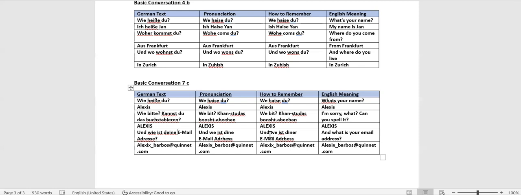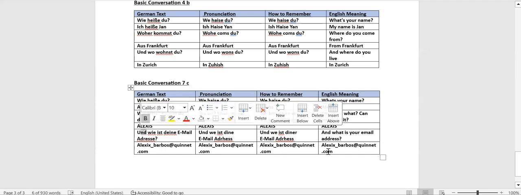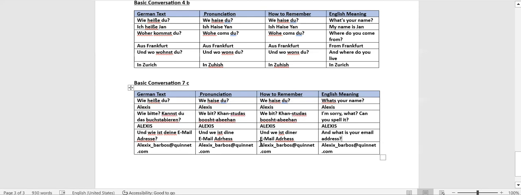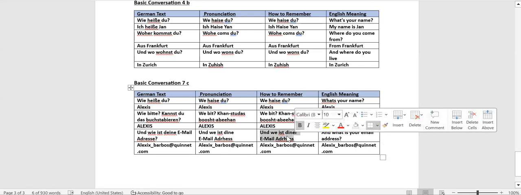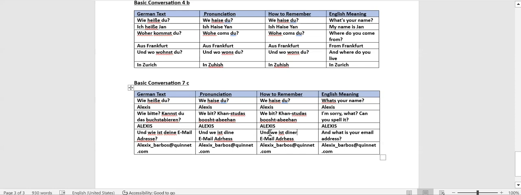Und wie ist deine E-Mail-Adresse? So what are they asking here? It means, and what is your email address? Und, as I mentioned, und is and. And what is your email address? So how do we pronounce this? Und wie ist deine E-Mail-Adresse? So how to remember? Und wie ist deine. Deine, but the R is silent.